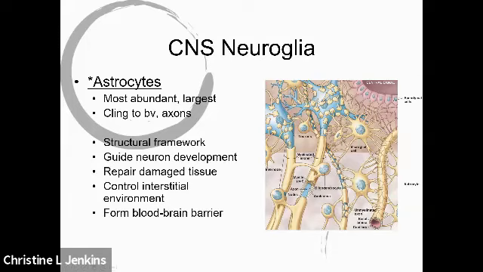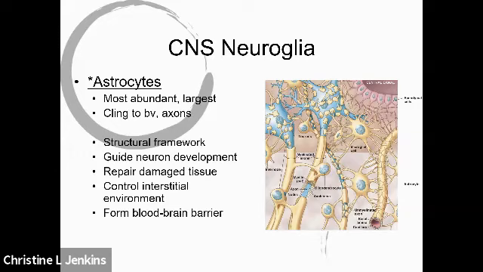So here we have an astrocyte with part of its tendrils clinging to an axon, and the other part of its tendrils clinging to a blood vessel. So the astrocytes tend to kind of hold things together. And that's one of the functions I'd like you to know, structural framework. So the astrocytes kind of go between things, blood vessels and axons. The astrocytes hold things together. You can see how that would give it structure.